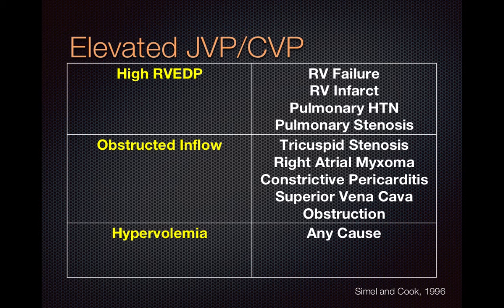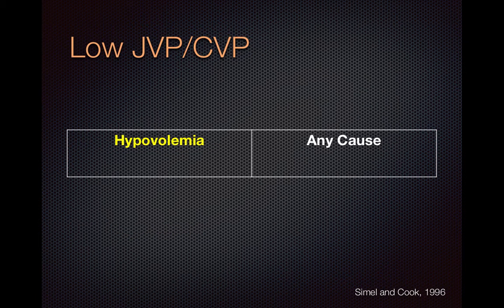The JVP can be elevated in many pathological states arising from a high right ventricular end diastolic pressure, obstructed inflow to the right heart, or hypervolemia. The JVP can be low on the other hand due to hypovolemia from any cause.